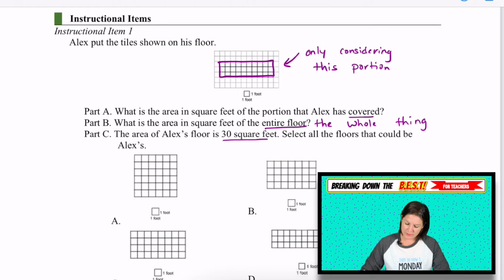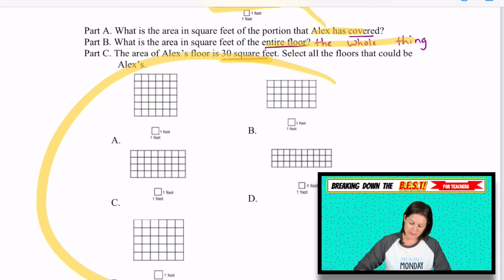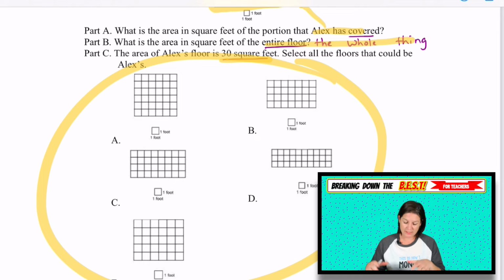Here I was just making a note that students might confuse the whole thing with grid paper, but that we're only considering this part right here as for the tiles on the floor. It says, what's the area of the portion that Alex has covered? That would be here. And what is the area of the entire floor, the whole thing? That would be this whole thing right there. And then we have a multi-select here saying that it's 30 square feet. So which ones, looks like it's a multi-select question. So which of the following have 30 square units or 30 square feet when you're counting them up? So that's a great description there.